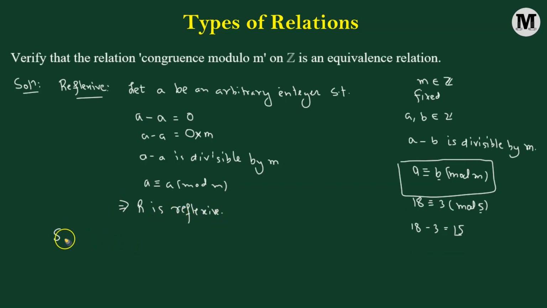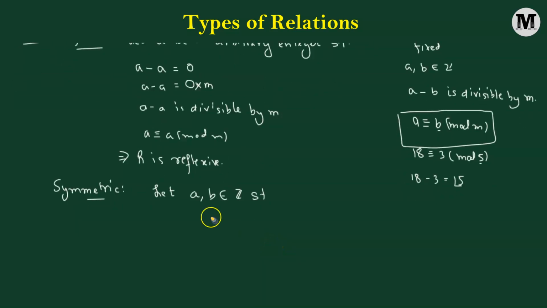Now we'll have to check whether the congruence modulo m is symmetric or not. Then we're going to consider two numbers. Let a, b belong to the set of integers, two arbitrary integers, such that a is congruent to b modulo m. What does it mean? This simply means that a minus b is divisible by m.